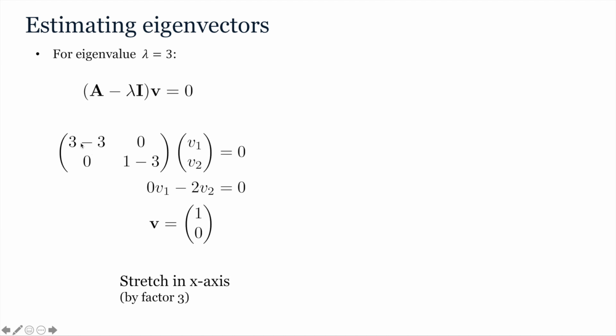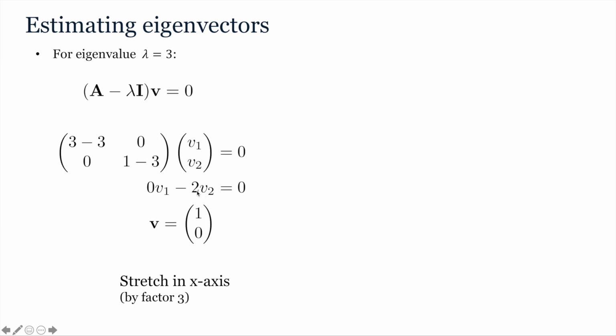So writing out these equations, we get 3 minus 3 is 0, so 0 times v1 plus 0 times v2 equals 0. So clearly this is not very informative. However, the bottom row gives us 0 times v1 minus 2 times v2 equals 0, which, together with the additional constraint that our eigenvector must be non-zero, can only work out if v1 is non-zero, but v2 is 0.